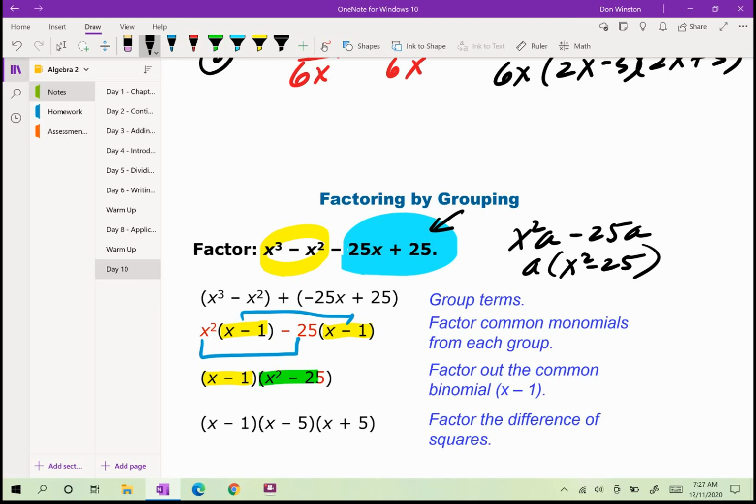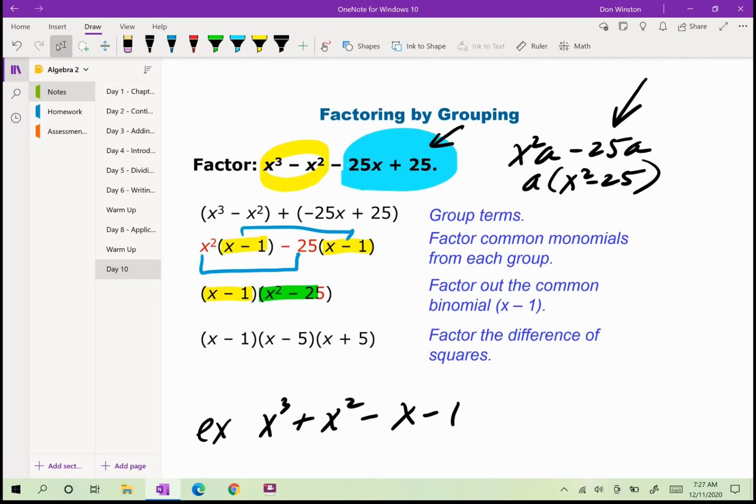So students will say, well, where did the x squared minus 25 come from? Well, it came from that example there. We factored out an a, and we had left over x squared minus 25. A just happens to be x minus 1. All right, now I want you to notice though, we're not done factoring.